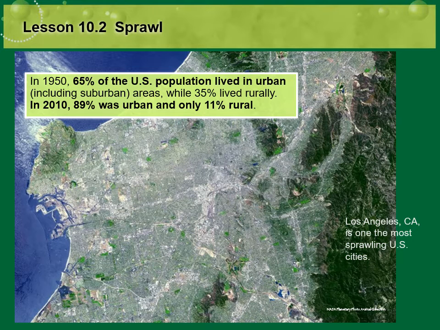Wow, folks. So today we're going to do 10.2 notes, which is all about urban sprawl. We mentioned urban sprawl in our 10.1 notes as one of the major issues of how cities are expanding right now. In the 1950s, 65% of our population lived in an urban setting, and that includes suburbia, while 35% was rural. In 2010, 89% was urban and only 11% rural. So all of this land, this rural land, is turning into suburbia, and we're losing those green spaces at an alarming rate.